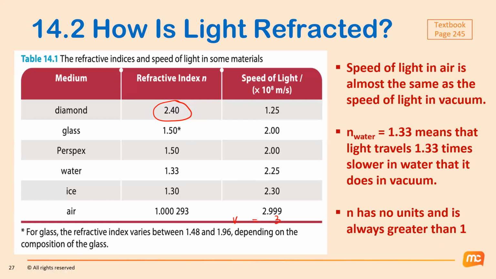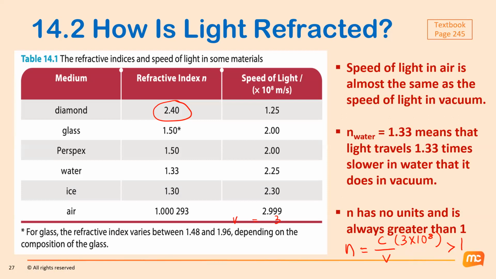Okay, and because the ratio is N equals C over V, C is always bigger than V. C is always 3 times 10 to the power 8. Nothing is faster than 3 times 10 to the power 8. So this ratio will always be greater than 1. It's always a bigger number in the numerator divided by a smaller number. Big number divided by small number will always be greater than 1. And it has no units because I'm taking speed divided by speed. Meters per second divided by meters per second. The units will be cancelled out.